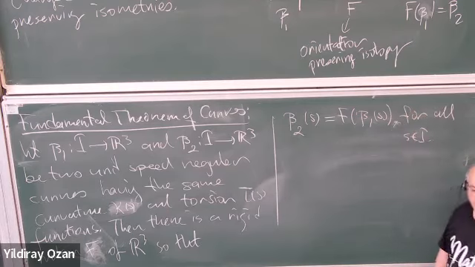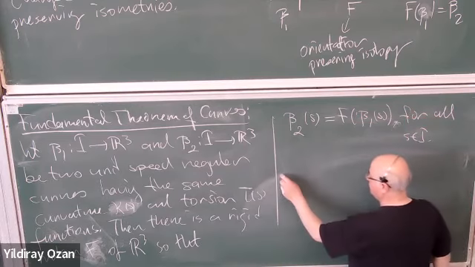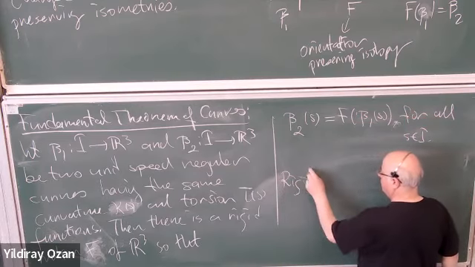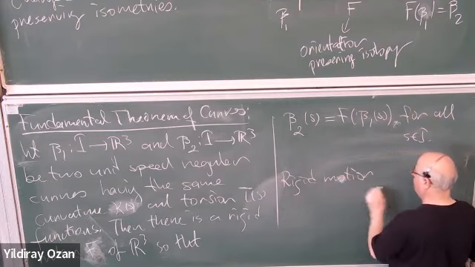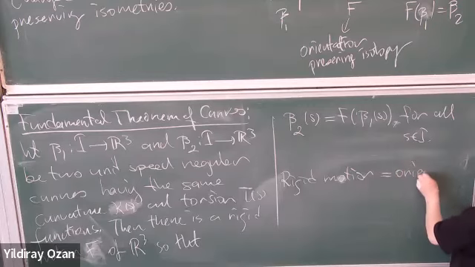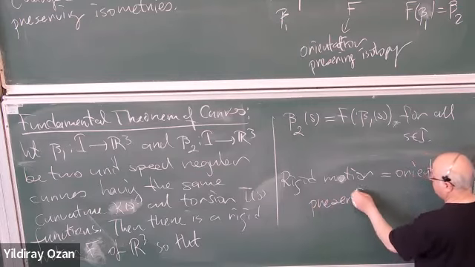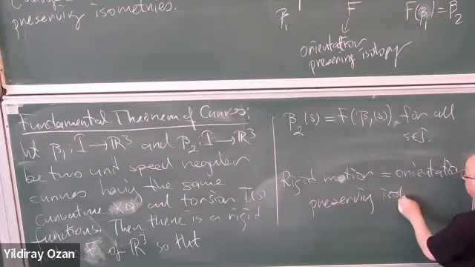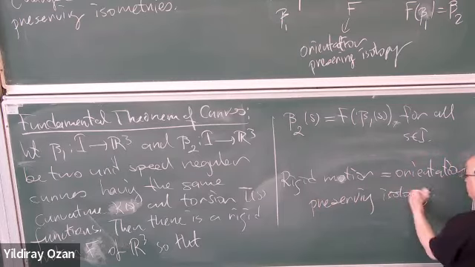So rigid motion means orientation preserving isometry. Rigid motion is equal to orientation preserving isometry.